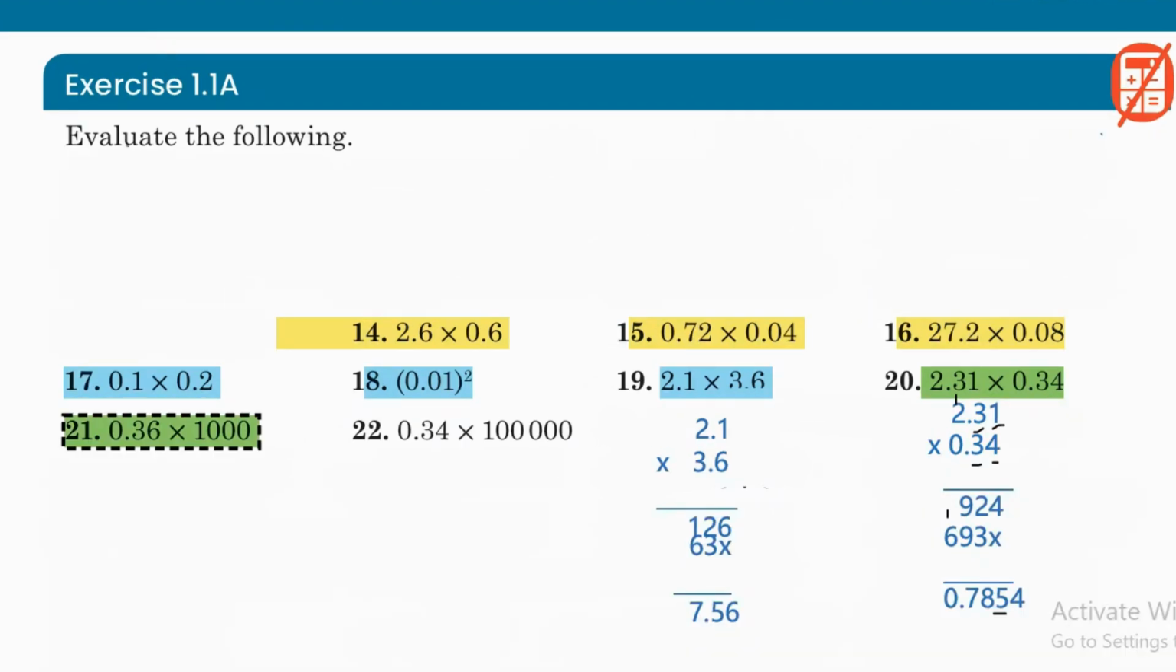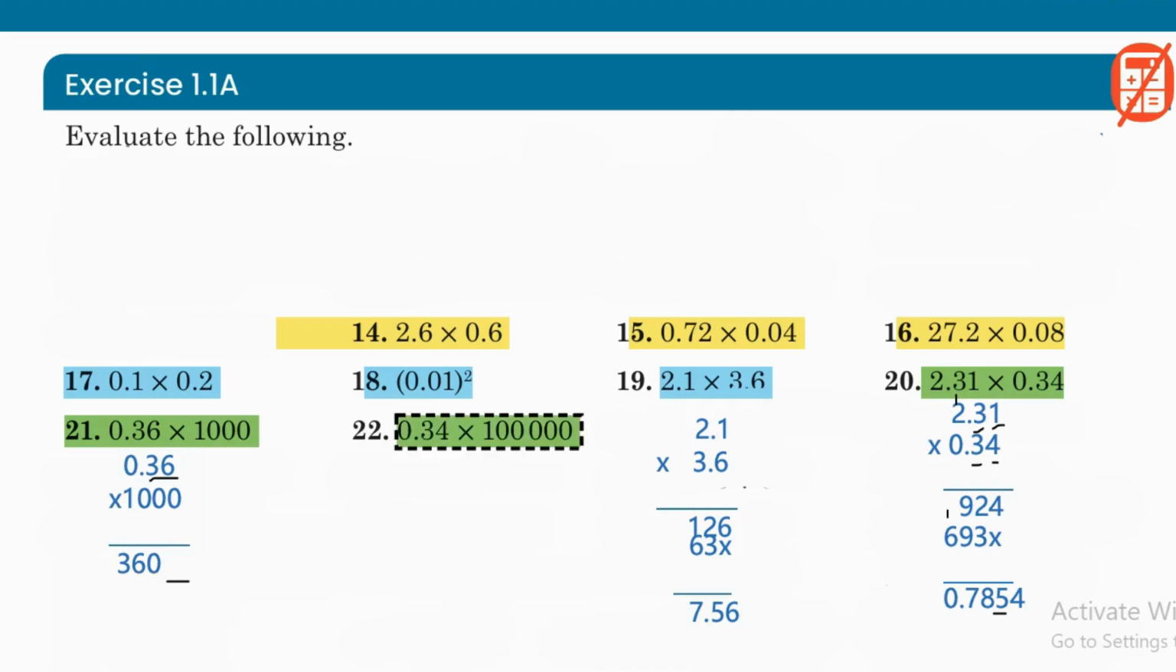Question number 21, 0.36 times 1000. Write it like this. 3 zeros will be written as it is, and then we'll multiply 1 by 0.36. In fact, only by 36, because while working we are not considering the decimal. And after writing the answer, we'll count the number of decimal places, and in the answer we'll put the decimal after the same number of decimal places. And over here now you can see the answer is 360.